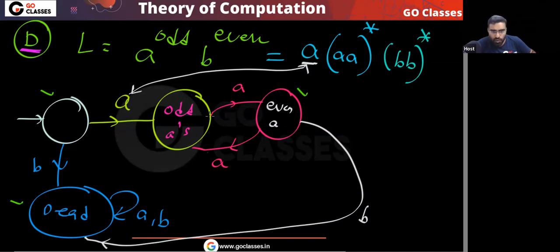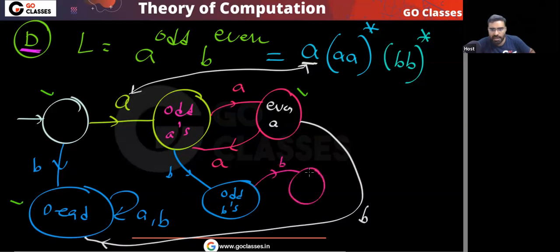No. In this state, what to do when B comes? If B comes, where will you go? Now, how many B's do I have? I have an odd number of B's, yes or no? But I want an even number of B's. So I can create it like this. This is the idea.